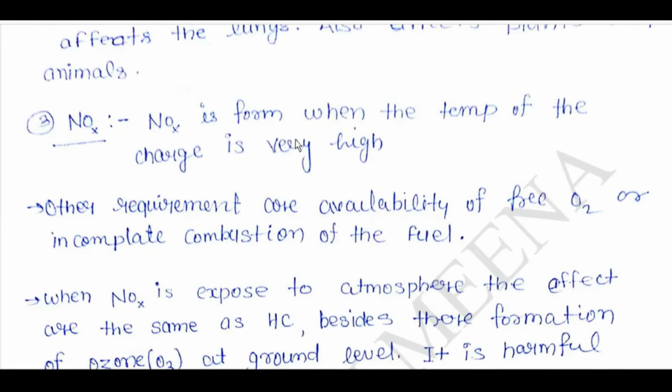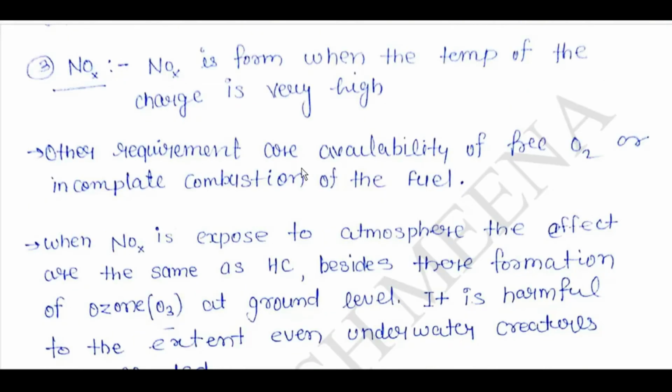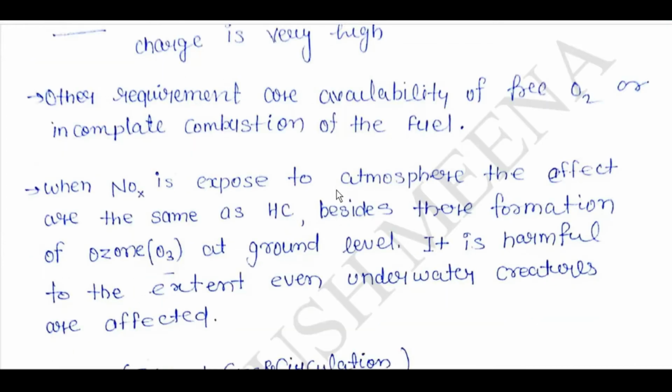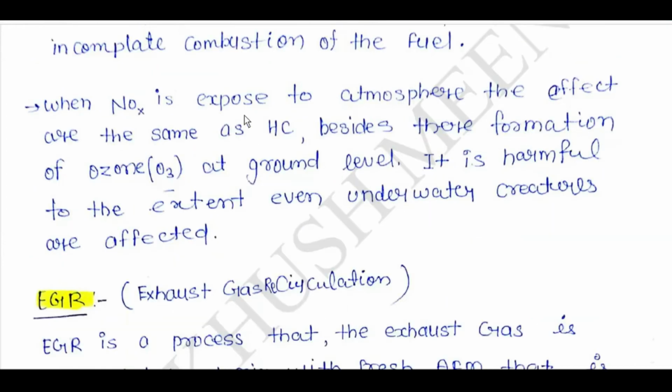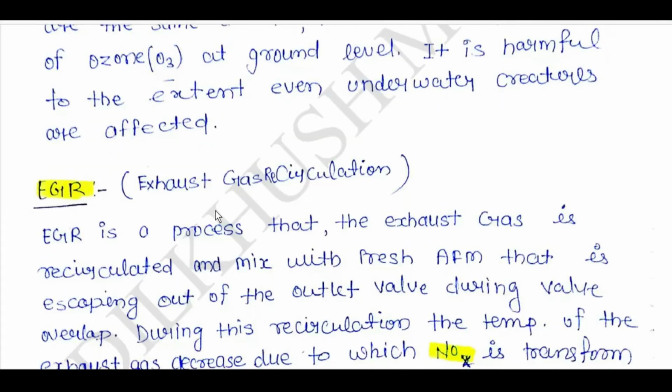NOx is formed when the temperature of the charge is very high. Other requirements are availability of free oxygen or incomplete combustion of fuel. When NOx is exposed to the atmosphere, the effects are the same as HC. Besides, there is formation of ozone, O3, at ground level. It is harmful to the extent that even underwater creatures are affected.